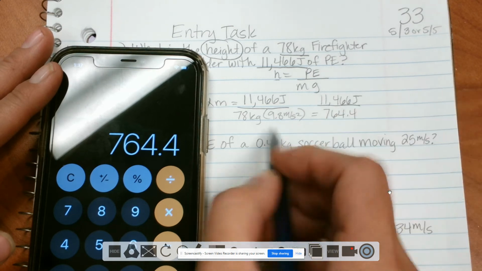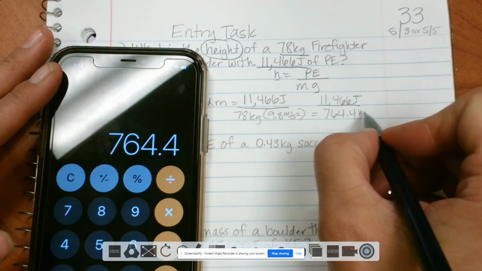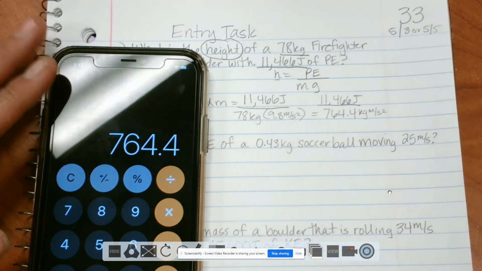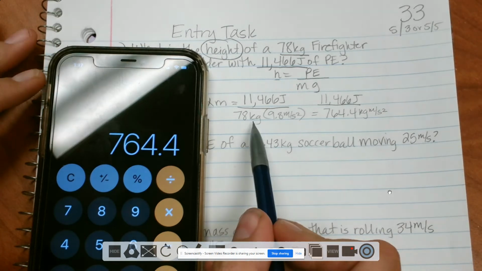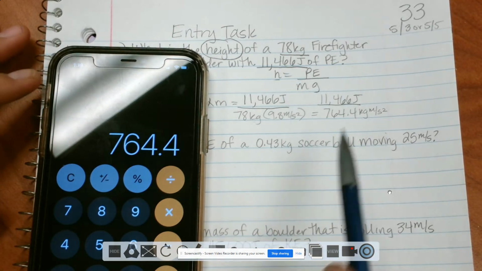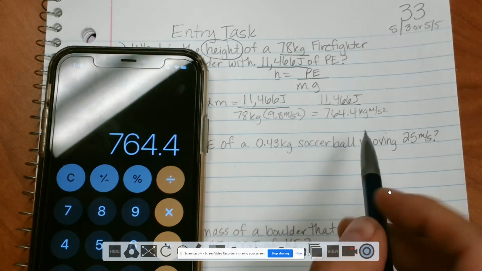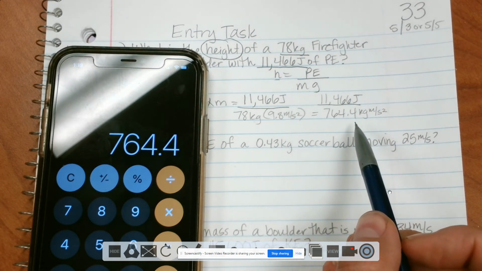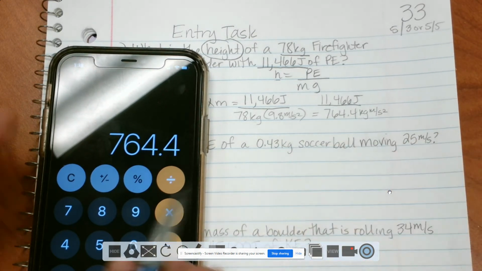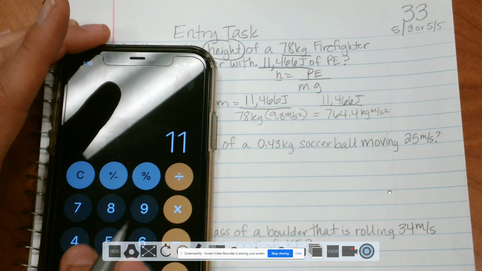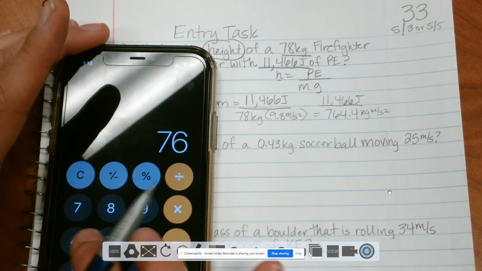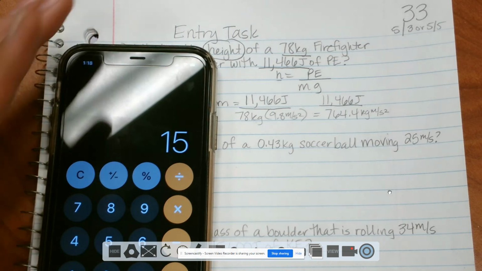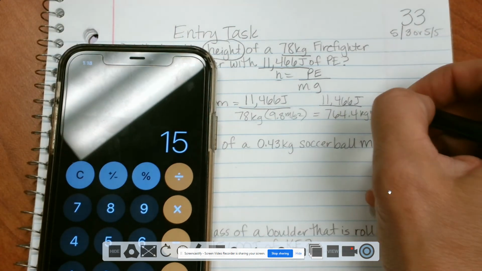Since I multiplied on the bottom kilograms times meters per second squared, that's actually what I keep, is kilograms meters per second squared. Okay, which we know as a Newton because it's a mass times an acceleration. We call that a Newton. That's a force unit. Okay, we'll get more into that soon. But anyways, how do we get what we need? We have to divide. So 11,466 divided by 764.4 equals 15. And we know it's meters, but how do we get there?